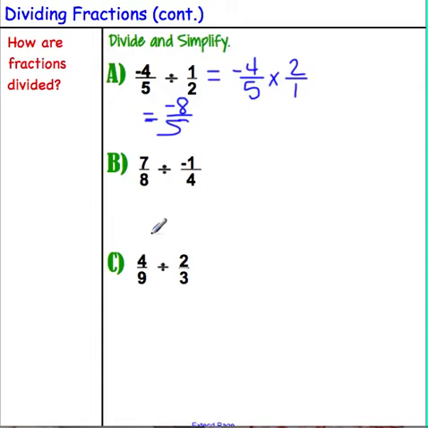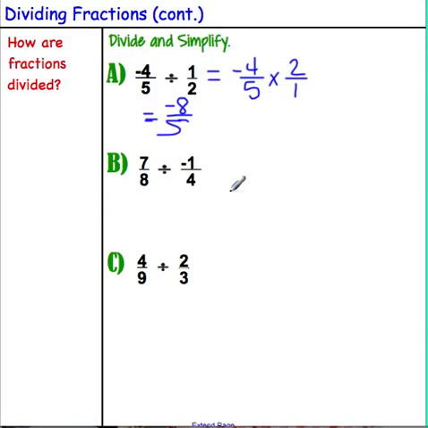As we take a look at the next example, we have 7/8 divided by negative 1/4. And so we want to give this problem a shot for yourself, and then we'll pick it up together in just a minute.